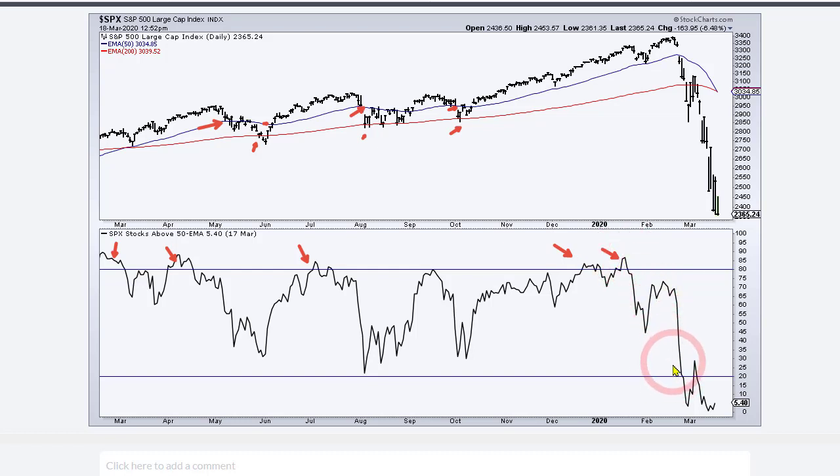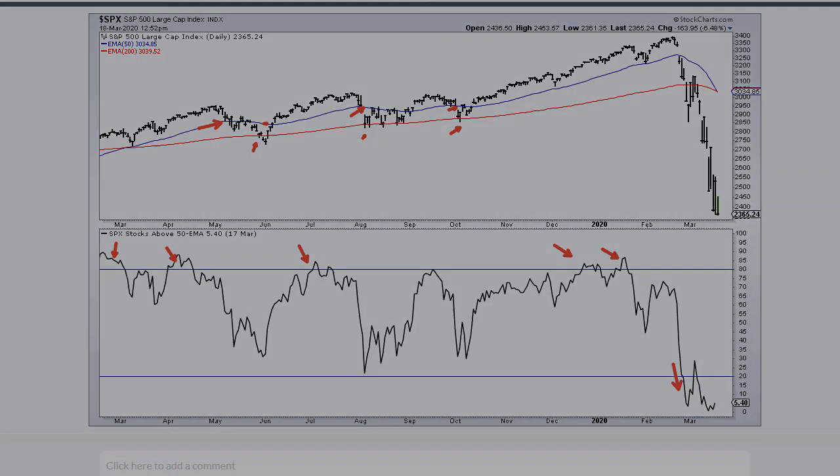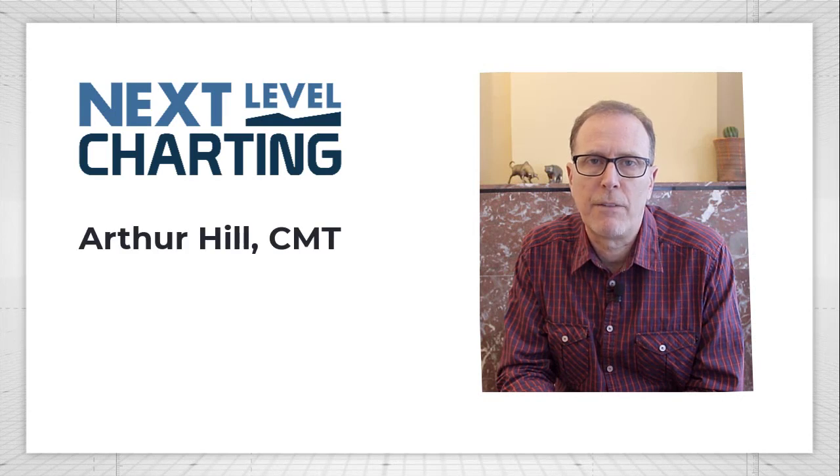But if you get a move where this goes below 20% and you basically have more than 80% of stocks in the S&P 500 below the 50-day EMA, that is a signal that something is amiss. And that happened in late February. So that concludes this edition of Next Level Charting.